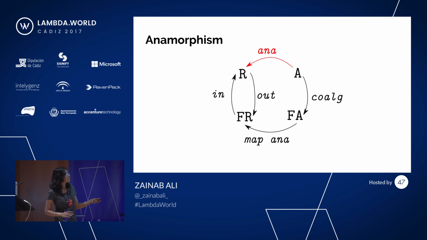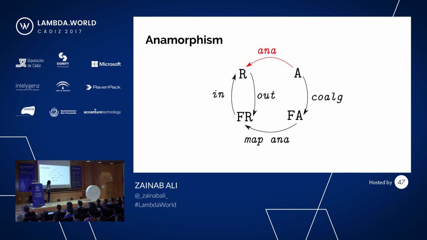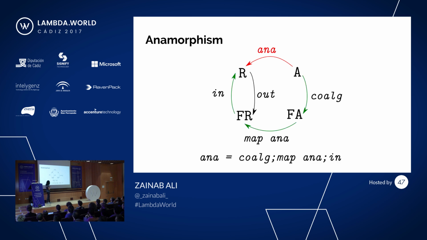On the other hand, let's say that I took this arrow and I reversed it. Let's say that instead of producing an algebra that went from FA to A, I produced a co-algebra. I went from A to FA. Then in fact, I can produce a path here. I can operate my co-algebra, then map Ana, and then operate in. And that's just the same as my anamorphism. So I can use pretty much almost the same things that I've used so far to derive my generalized fold, I can use to derive a generalized unfold.